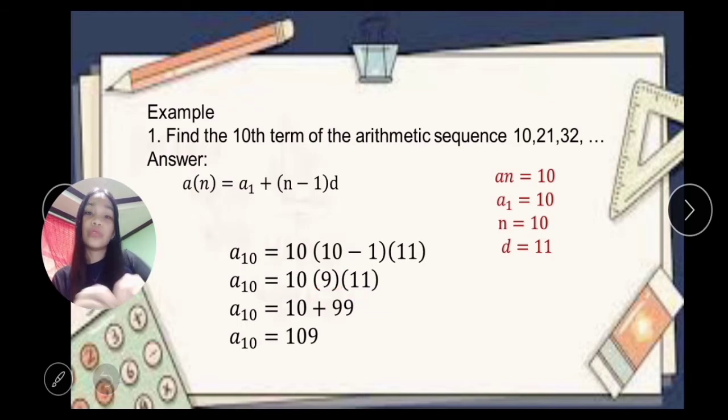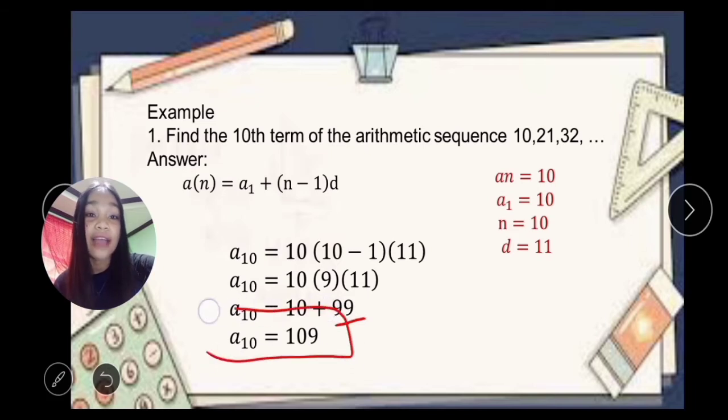Next, we need to multiply 9 and our common difference, which is 9 times 11. 9 times 11 equals 99. So, we have our 99 here. And then, ang next to do is we need to add our first term to our 99, the result kanina sa pag-multiply natin. So, 10 plus 99, the result will be 109. So, that is our 10th term. Ganun lang po paghanap sa 10th term.